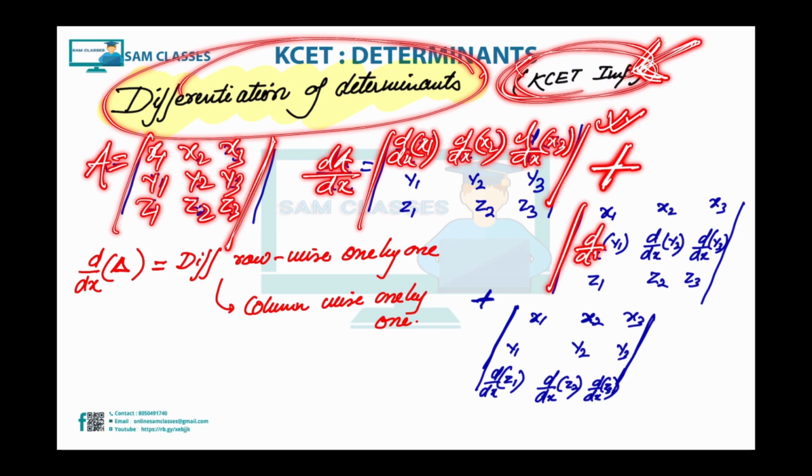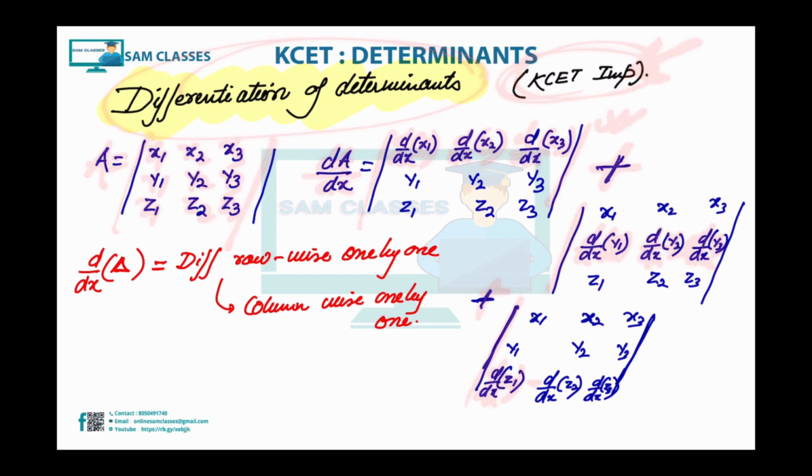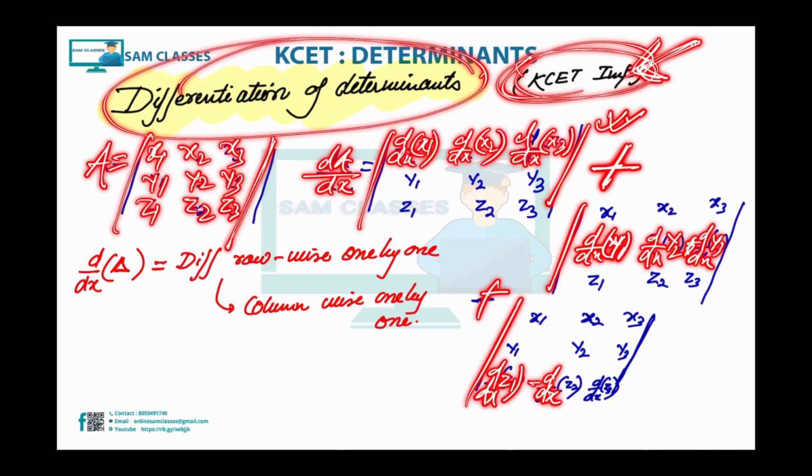Now differentiate the second row, leave the other two rows as it is, and then plus again, now differentiate the third row, leave the other two rows as it is. So what we do here, one by one we differentiate each row, leave the other two rows and then add up. That's it. Nothing more than that here.